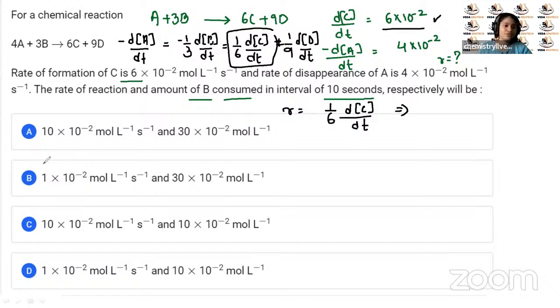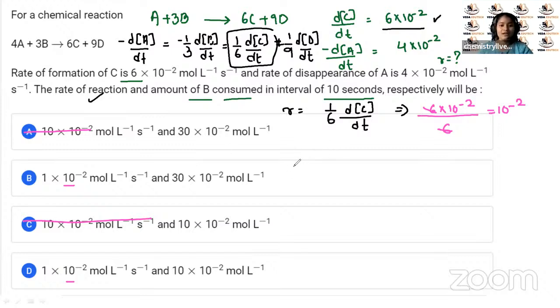That will be how much? 6 into 10 to the power minus 2 divided by 6. So we are going to get 10 to the power minus 2, or 1 into 10 to the power minus 2, that is there only in two options. So this is going to get cancelled and this is going to get cancelled. Okay, so in these two options we have it. Then the rate of reaction is done. Then if we want to find out the amount of B consumed.